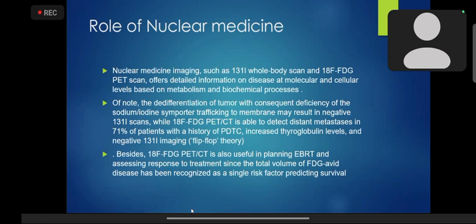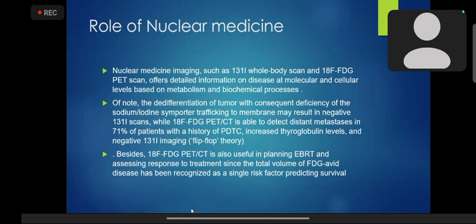In this there is a dedifferentiation of the tumor, with consequent deficiency of sodium iodide importer trafficking. A negative iodine-131 scan is common, so we can detect this on 18 FDG PET scan. This is the flip-flop phenomenon which we usually see in these patients, and it is common in 70% of poorly differentiated thyroid cancers.